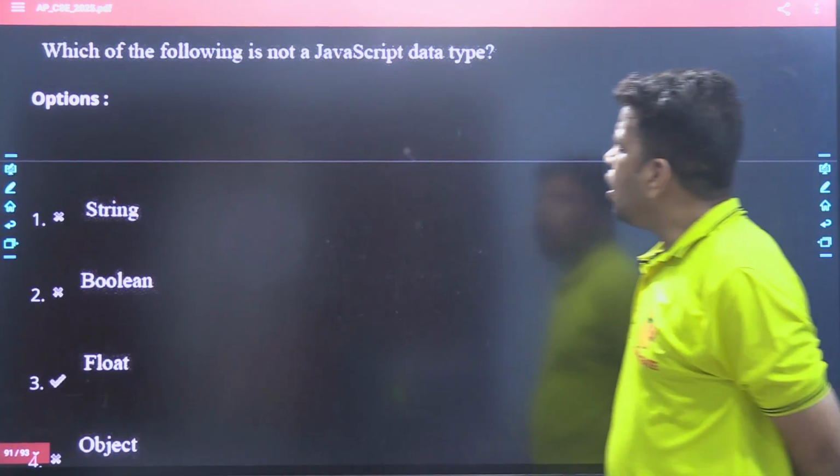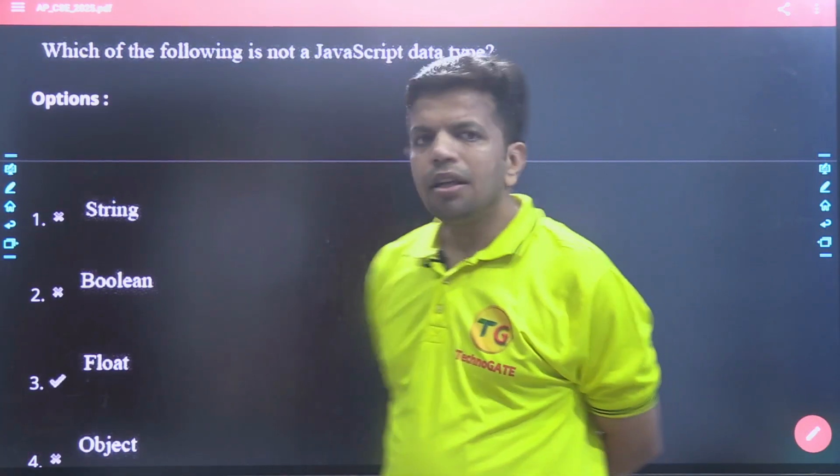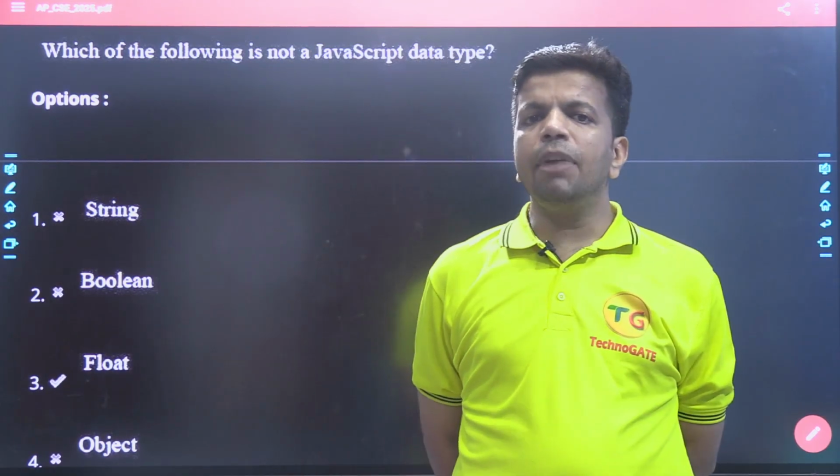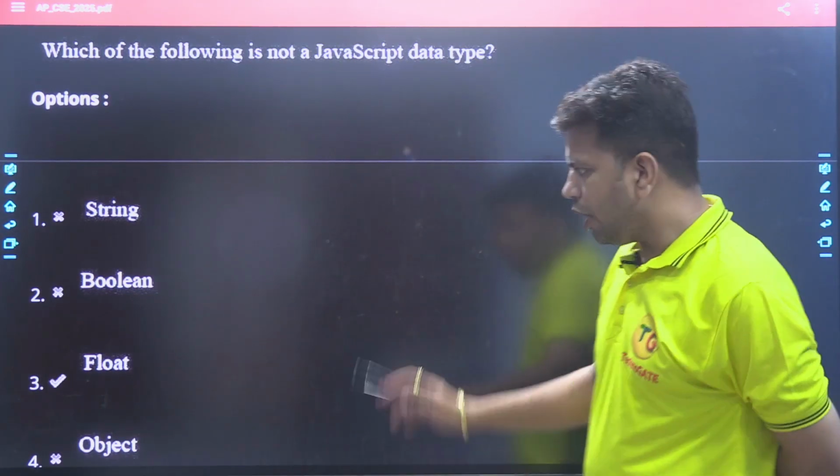Which of the following is not a JavaScript data type? String, Boolean, object are JavaScript data types, but float is not a JavaScript data type. You can go with answer 3.